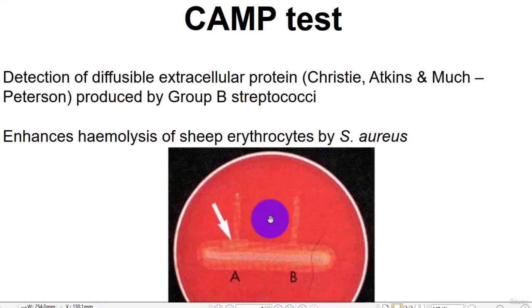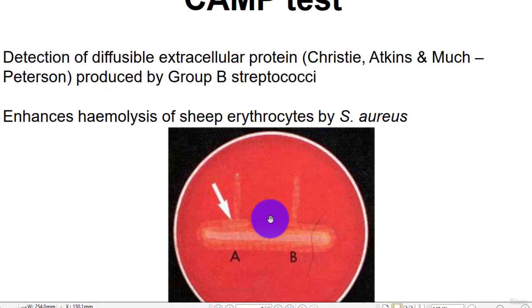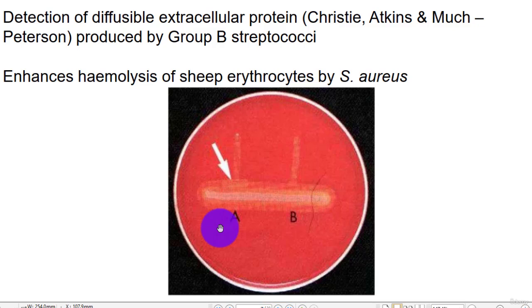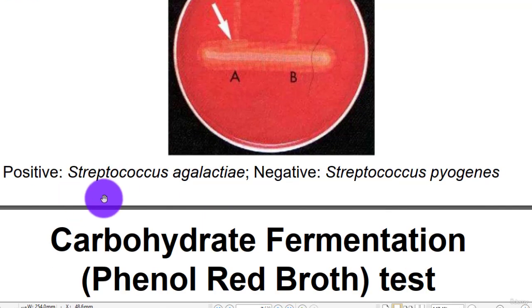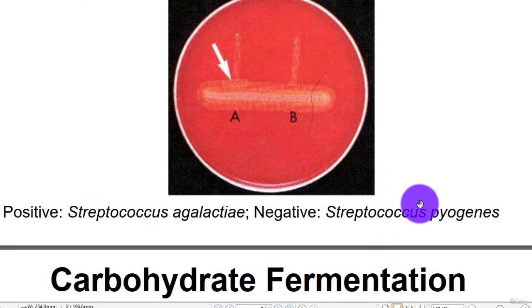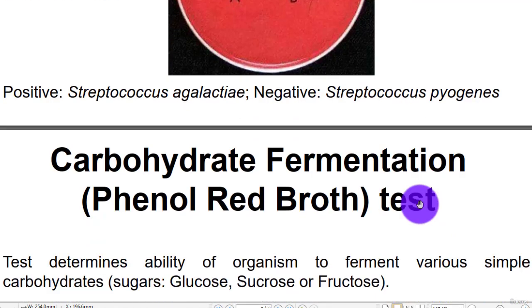CAMP test. Detection of a diffusible extracellular protein, the CAMP factor, produced by group B streptococci, which enhances hemolysis of sheep erythrocytes by Staph aureus. Positive: Streptococcus agalactiae. Negative: Streptococcus pyogenes. This differentiates between both of them.